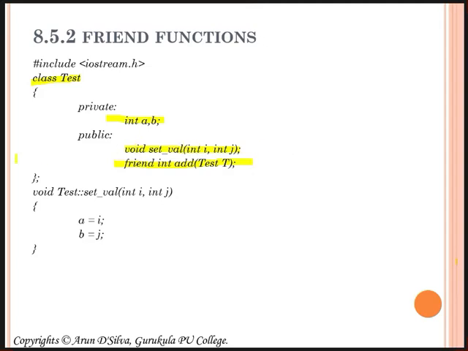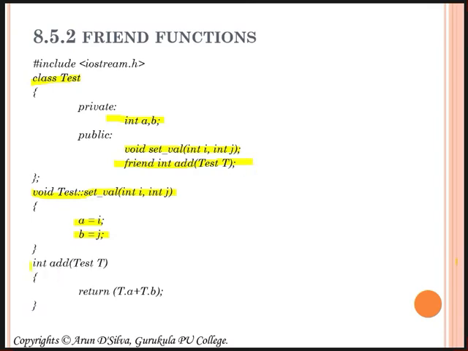Now I'm defining the setVal function. Yes, setVal is a member function of the test class. So what I have to do? void test scope resolution operator setVal(int i, int j). Now the variables here are a and b. So I will do a equal to i, b equal to j. Got it? This is normal, which we have seen in the last chapter. Now we are defining the friend function.